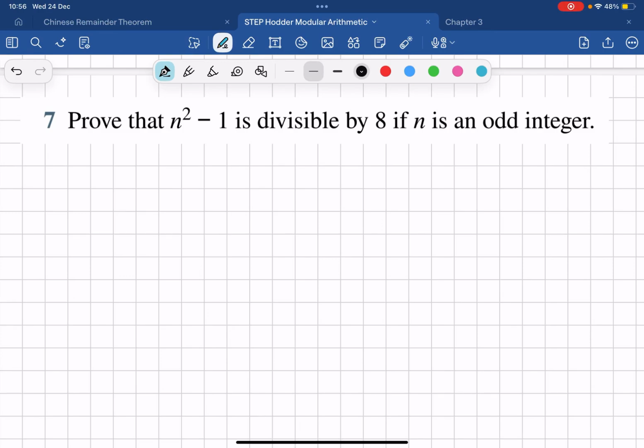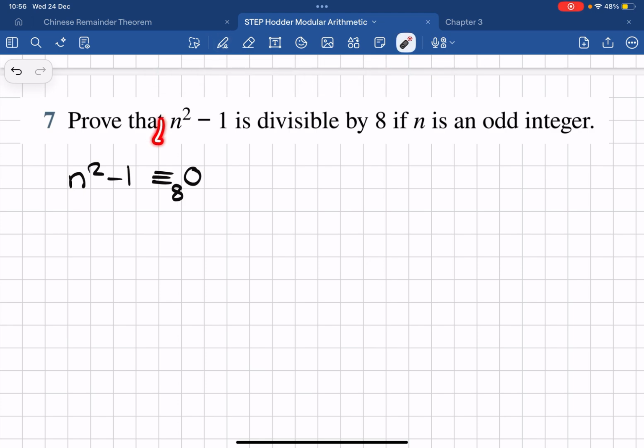Today we've got a fun question that reads: prove that n squared minus 1 is divisible by 8 if n is an odd integer. So essentially what we need to get to is that n squared minus 1 is congruent to 0 when we have mod 8. What this is saying is that our expression here, n squared minus 1, when it's divided by 8, we get a remainder of 0, showing that it's divisible.